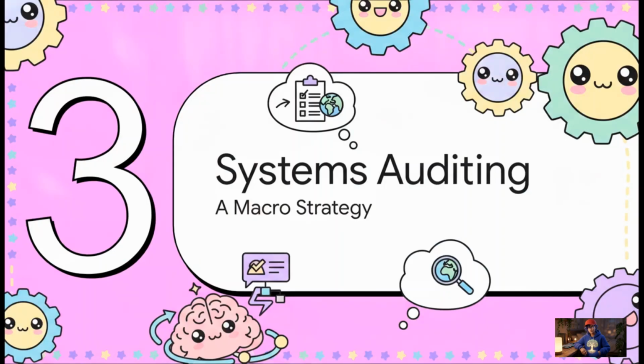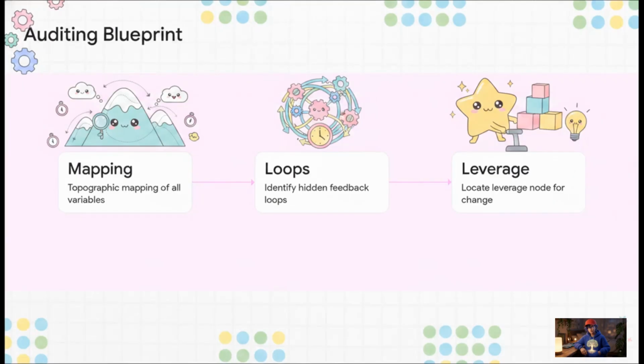All right, moving on to section 3, the Systems Auditing Blueprint. This right here is your exact 3-step blueprint for auditing literally any complex challenge you're facing at work or in life. We've got step 1, topographic mapping, step 2, loop identification, and step 3, leverage node location.